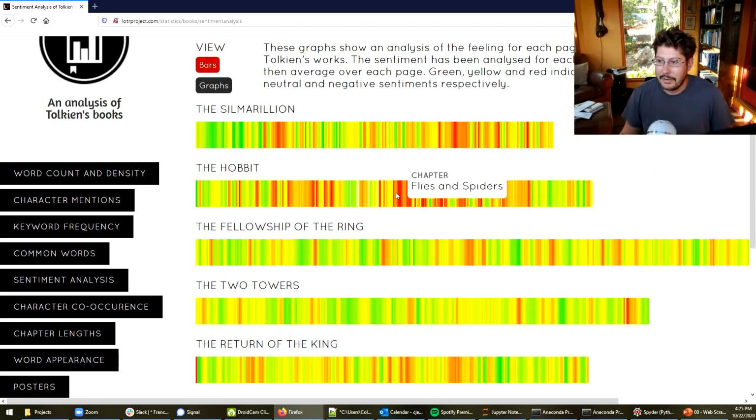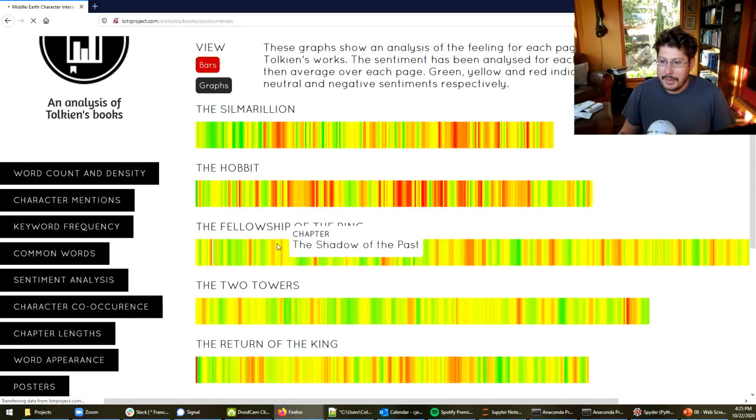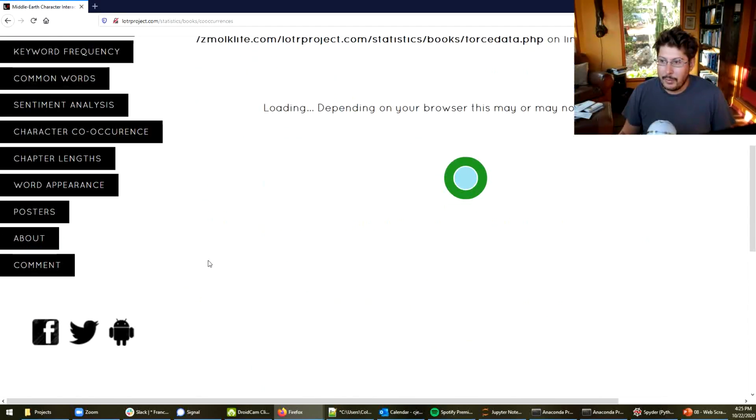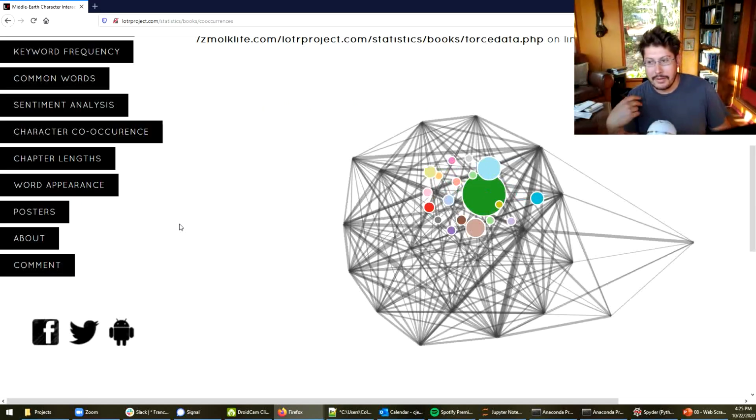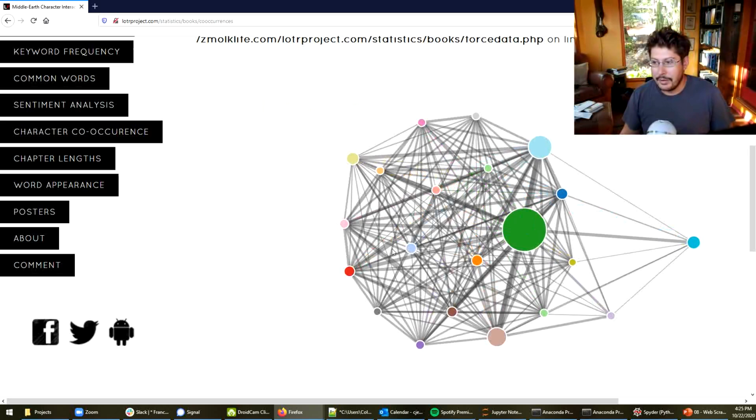Like, The Hobbit definitely got dark in the middle. That's probably that spider chunk. Man, that freaked me out as a kid. There's things about character co-occurrence, and so you can see what characters, this is the one that's really slow, what characters occur together really often and not. So Bard and Bilbo exist a lot, but Smeagol's off to the side, right?